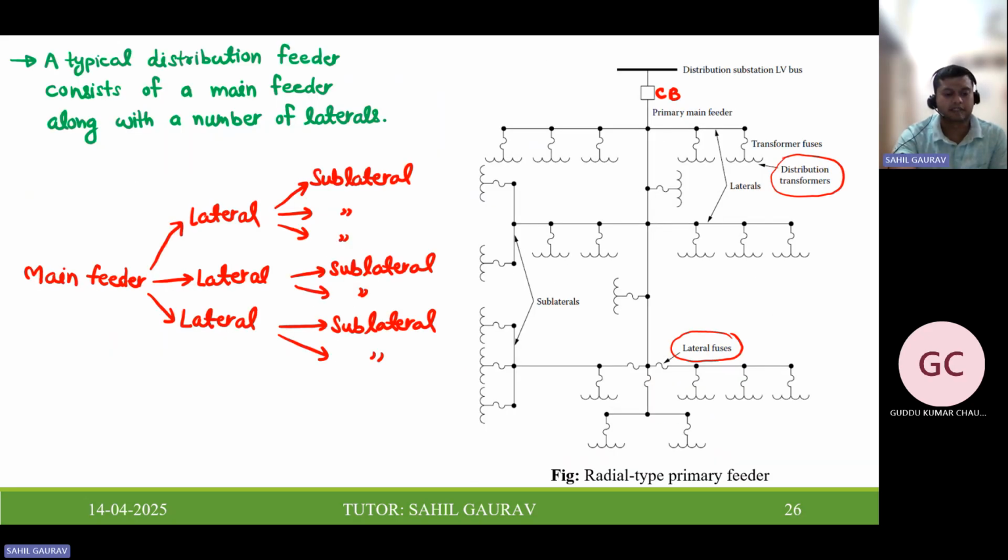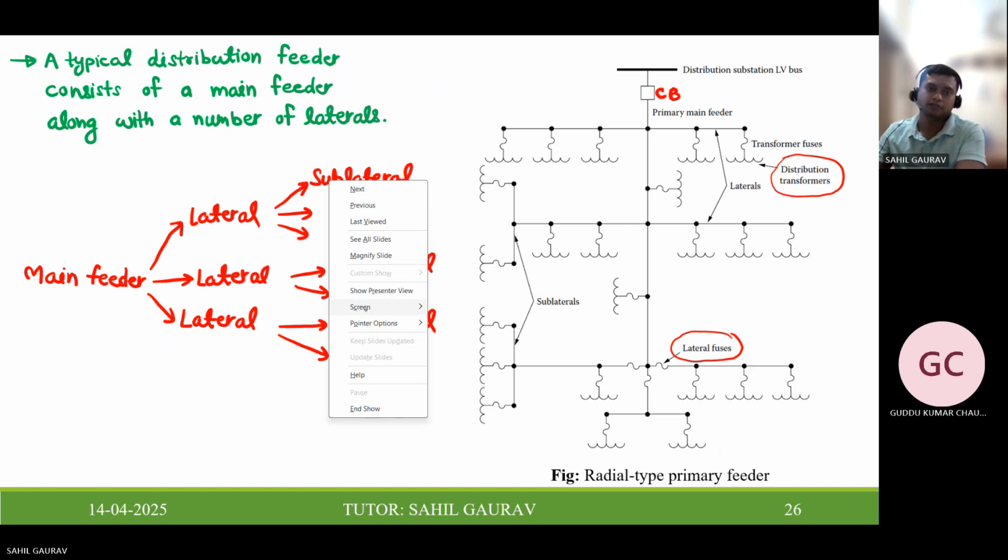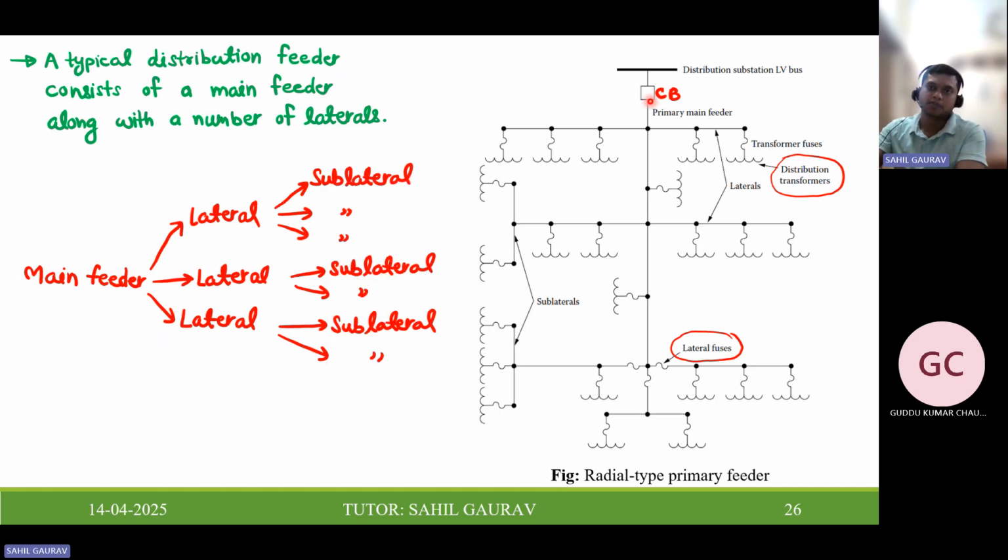Now here we can see what we mean by primary feeder, lateral and sublaterals. The primary feeder is the main feeder from which all parts are connected, meaning all laterals are connected. Here you can see this is the primary feeder or main feeder, through which laterals are connected. And then from laterals we have sublaterals. So these are sublaterals, and this symbol shows a transformer fuse, and this symbol shows distribution transformers.